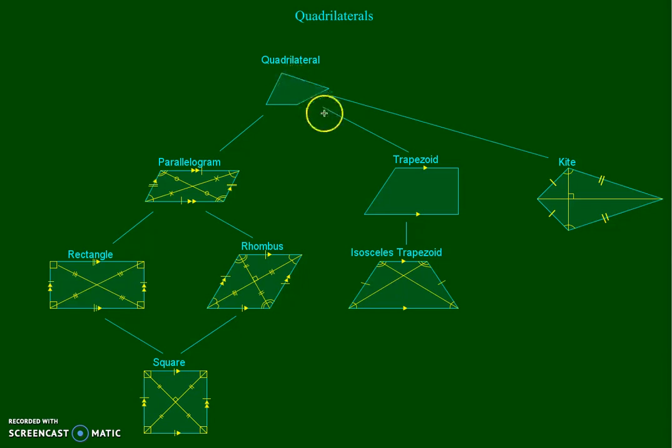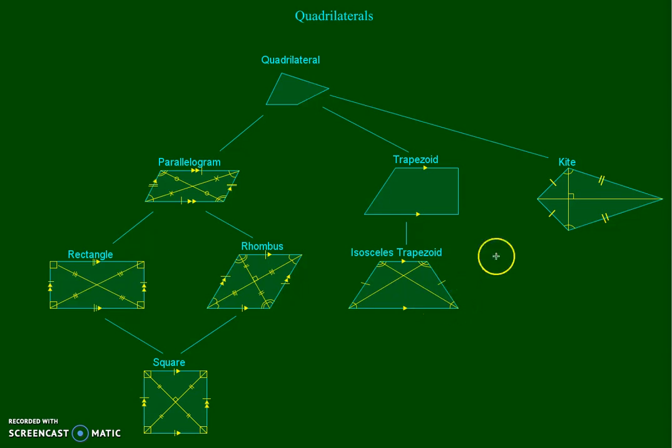Then back to the top, we moved over to trapezoids. A trapezoid is a quadrilateral with exactly 1 pair of parallel sides. And the direct descendant of a trapezoid is an isosceles trapezoid. An isosceles trapezoid is a trapezoid with congruent legs. The additional properties with isosceles trapezoids is that both pairs of base angles are congruent and the diagonals are congruent.